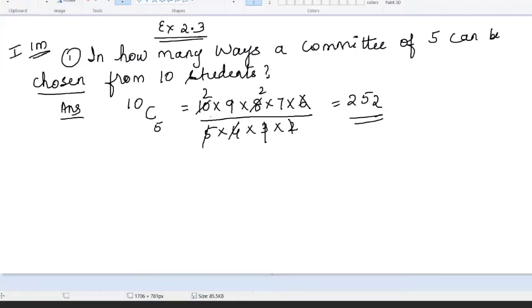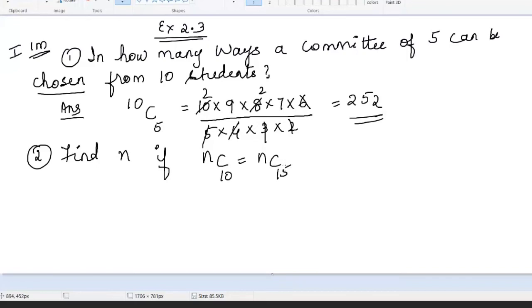Hope this is clear. Move on to the second question. Find n if NC10 is equal to NC15. Without solving, you can tell me this answer. Very easy.